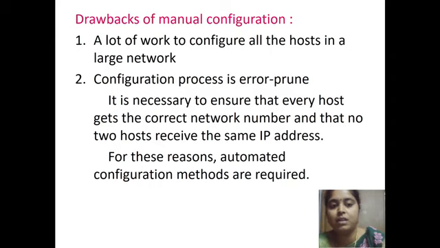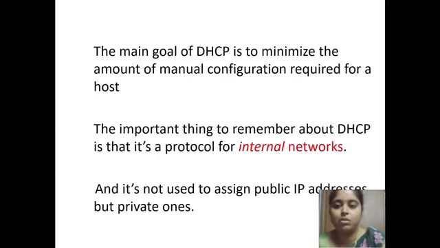Another drawback is that the configuration process is error-prone. Many errors happen during IP address assignment. It is necessary to ensure that every host gets the correct network number and that no two hosts receive the same IP address. For these reasons, automated configuration methods are required, so we use Dynamic Host Configuration Protocol. The main goal of DHCP is to minimize the amount of manual configuration required for the host.